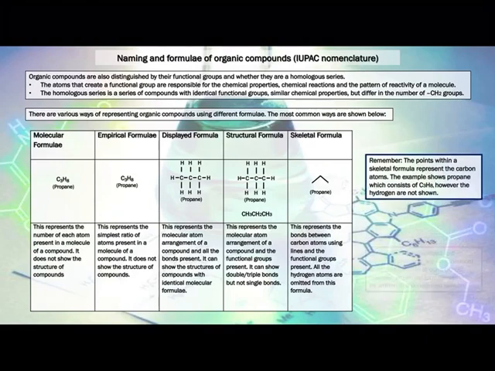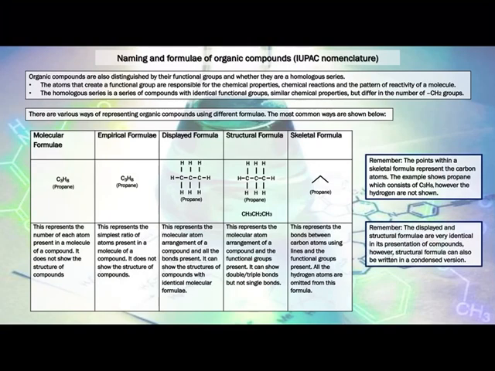Now, the point to remember with skeletal is that it looks just like lines. However, at each point of where the line is, that actually consists of the carbon atoms. The displayed formula and the structural formula are very identical in their presentation. However, the structural formula can also be condensed into a written version, which you'll see here as CH3, CH2, CH3.